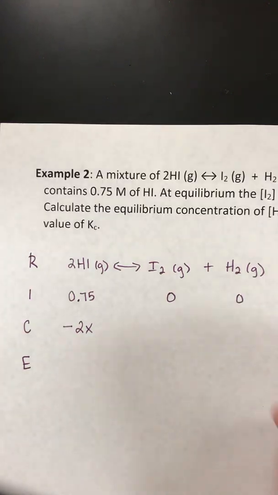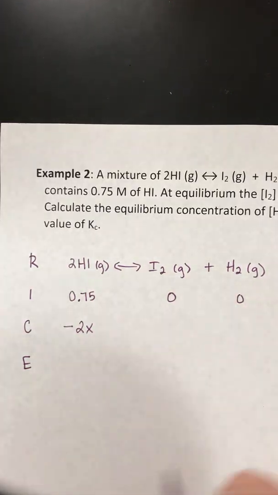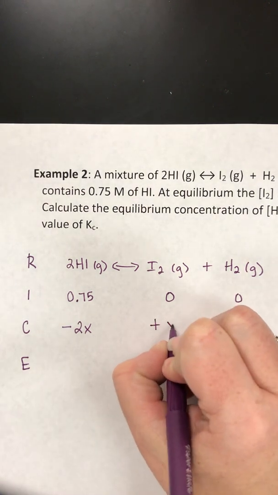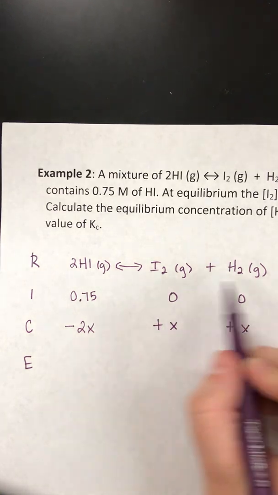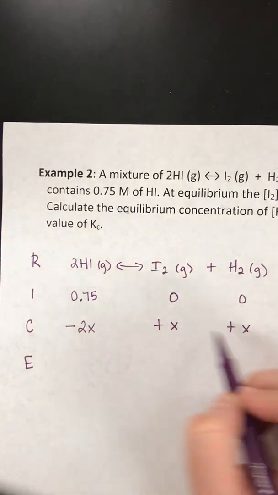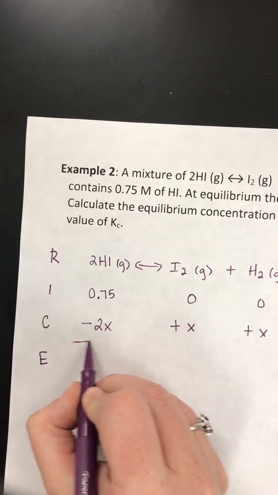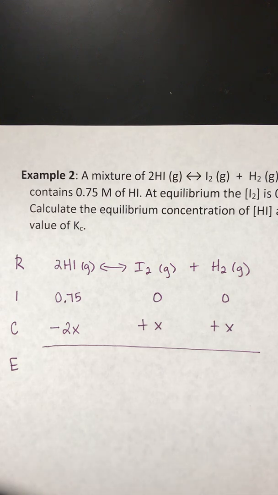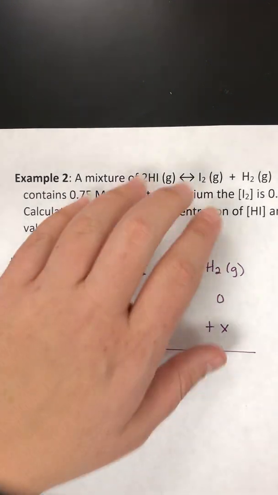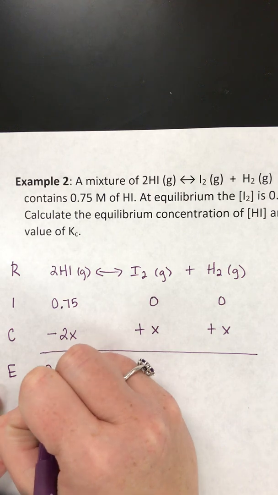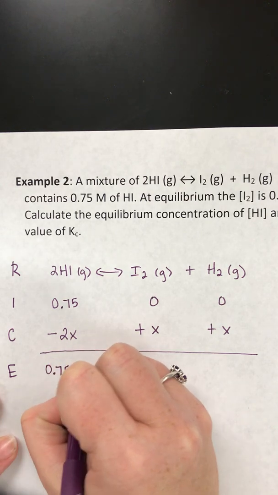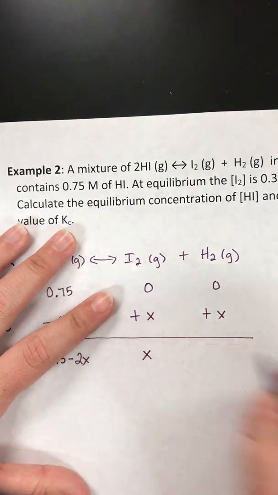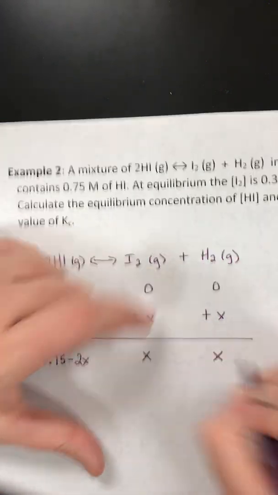Okay? Products, since they don't have an initial concentration, we can't subtract. We can't have negative concentration. So what we're going to do is add X to each. Neither one of these has a number in front, so it's just 1X apiece. I'm going to draw my line. All right, E stands for equilibrium. So let's write what they are here, and then we'll see what numbers we can plug in. So this is going to be 0.75 minus 2X. Over here, this is going to be 0 plus X, which is X, and 0 plus X is X.